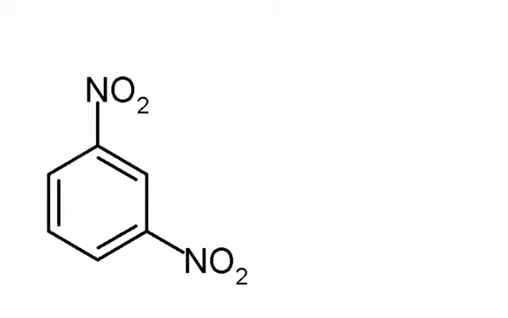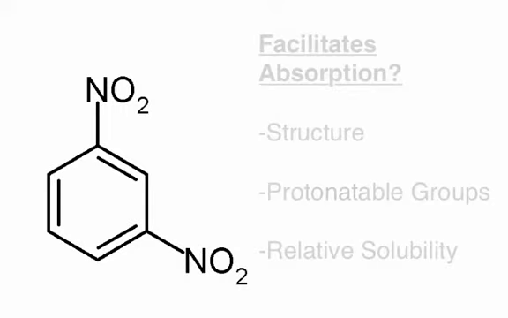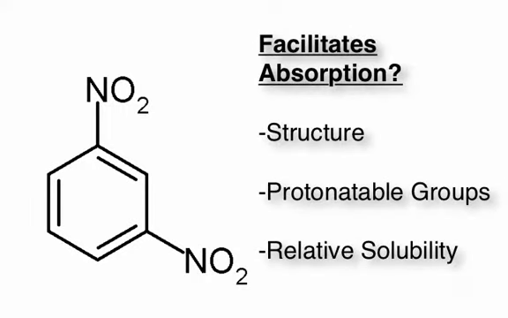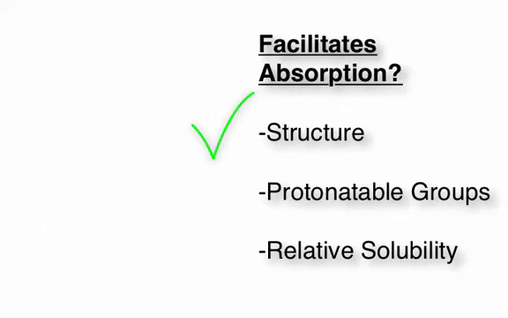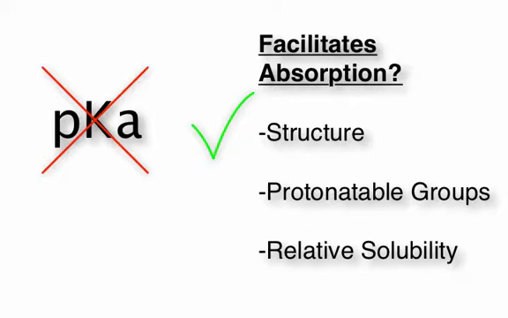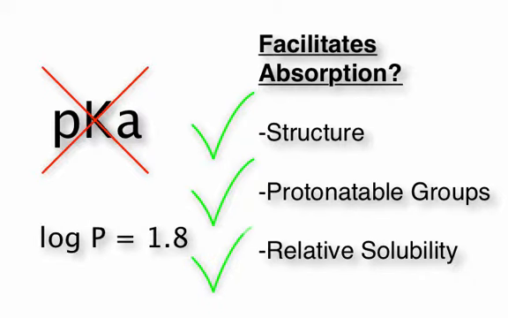Even though the nitro groups are relatively polar, the hydrophobic properties of the aromatic ring have a much greater effect on the overall polarity of the molecule. The hydrophobic character facilitates its diffusion across membranes. Since there are no protonatable groups, and therefore no pKa, it is highly probable that the molecule will be neutral as it reaches the alveoli. The log P of dinitrobenzene is 1.8, supporting the hydrophobic character.